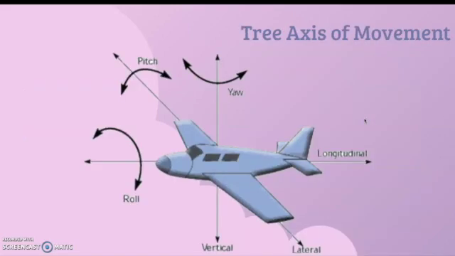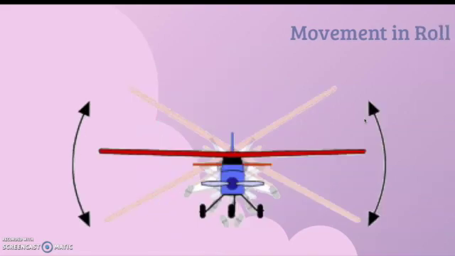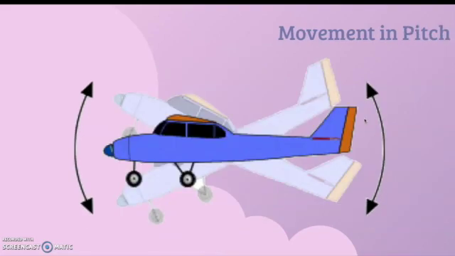Now, just like any other aircraft, the glider is susceptible to the three axes of movement. So all the forces of flight that we've discussed previously still apply to a glider. This includes any movement in yaw, any movement in roll, and any movement in pitch.